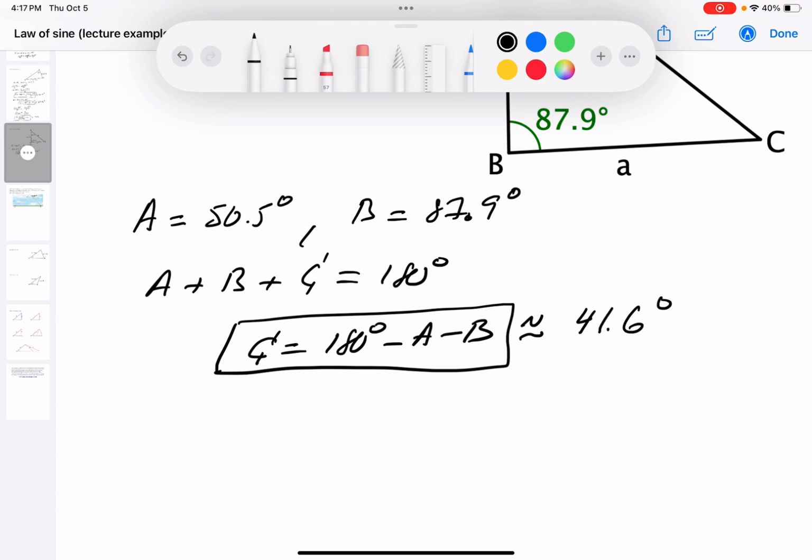41.6 degrees. By the way, I'm not going to put the approximate over there. I'm assuming they're giving me what they consider to be exact numbers. We're not talking about significant digits over here, nor am I approximating that. That's actually an arithmetic problem.